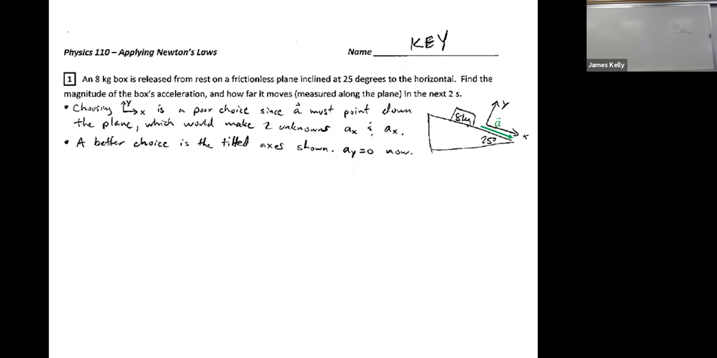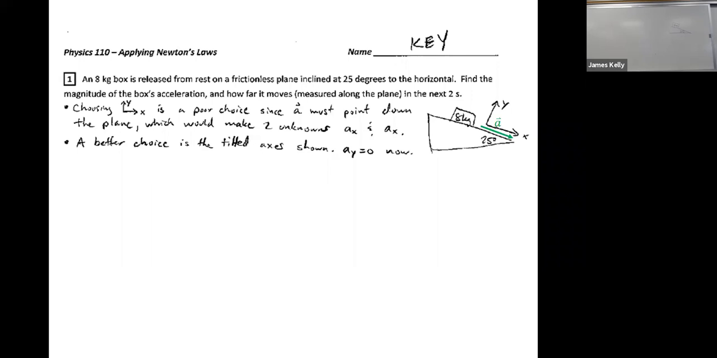ay is 0. Notice, as it moves along the plane, slides down, its y-coordinate isn't changing. If your y-coordinate isn't changing, ay is 0. vy is even 0, but your ay is certainly 0. So we're going to choose those.